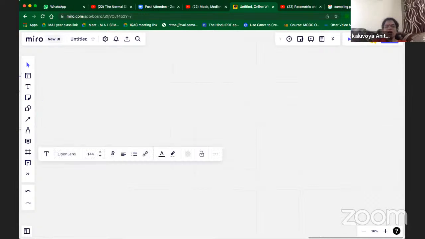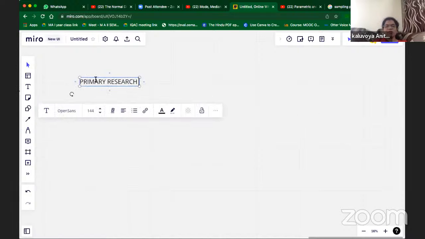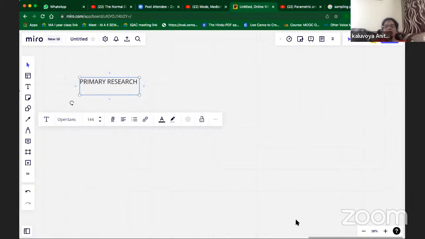So now let's look at the next concept. In research specifically, there are two types of data that we collect, and as I've always told you, these types of data play a key role. The first one is the primary research. Primary research is the collection of original primary data collected by the researcher. What is that? It is the collection of original data.